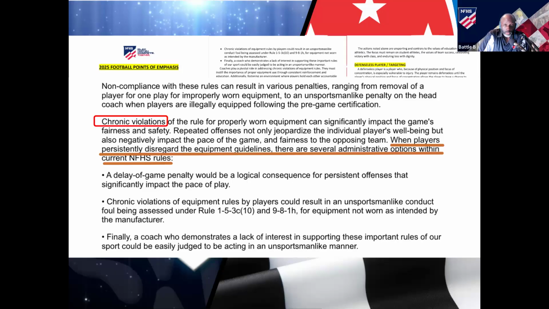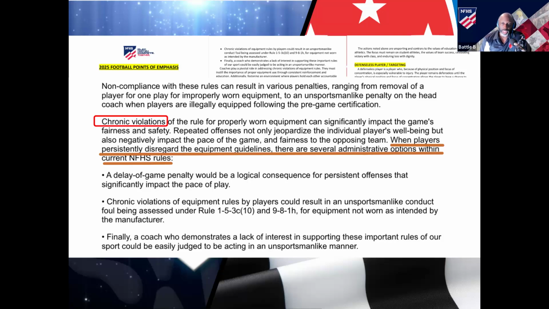One, a delay of game penalty would be a logical consequence for persistent offenses that significantly impact the pace of the game. So what they're saying is, if you have to stop the game and the player has to get out because he doesn't have his mouthpiece, and you stop it again, he gets out, he doesn't have his mouthpiece again, this is delaying the game, and in Rule 3 under delay of game, it says anything that delays the game can be a delay of game. That's a recourse. Now we're back to the 5-yard penalty, but it's not for the uniform, it's for a delay of game.